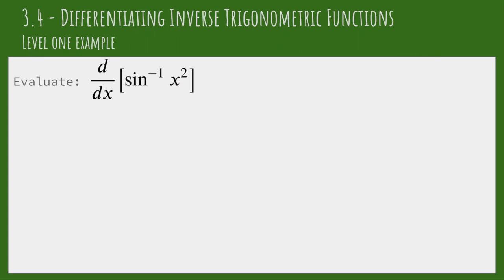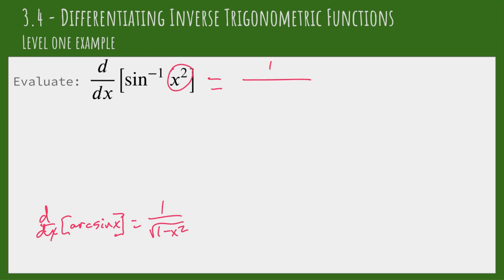So remember the derivative of arc sine is 1 over square root of 1 minus x squared. So essentially what we're going to do is the chain rule with the x squared as the baby or the inner function. So we're going to get 1 over the square root of 1 minus.